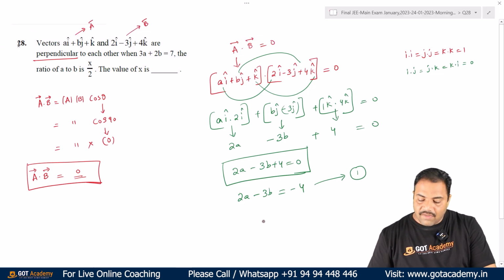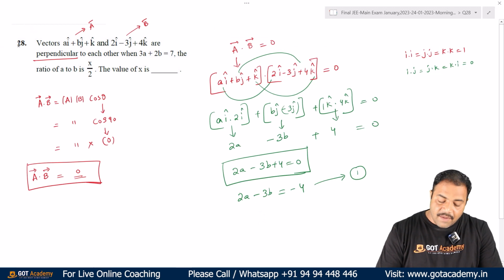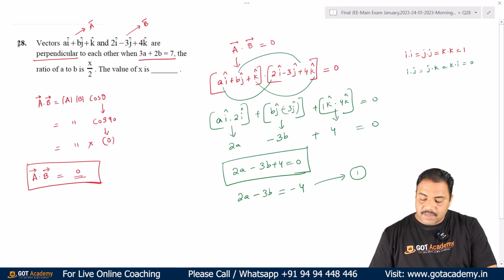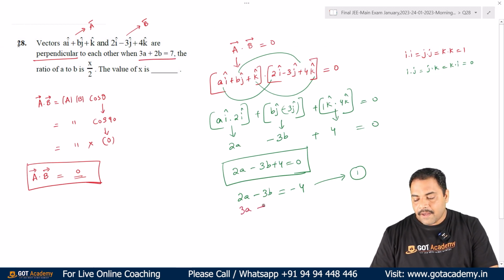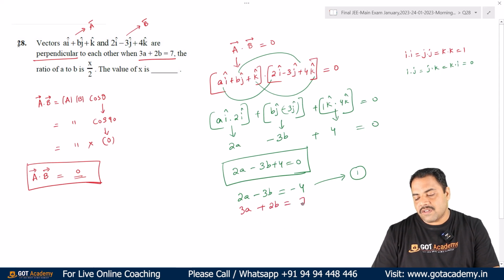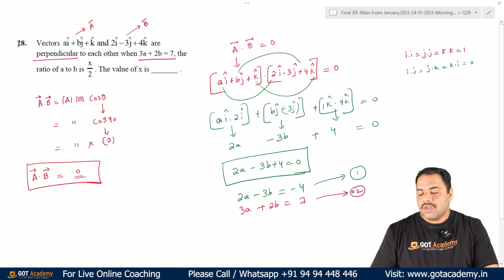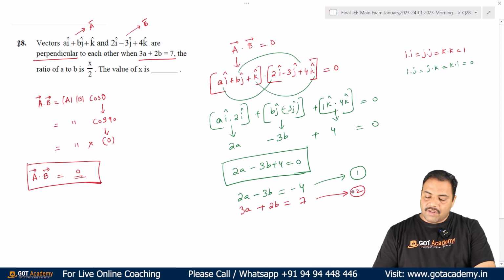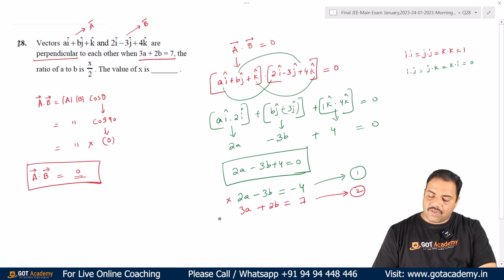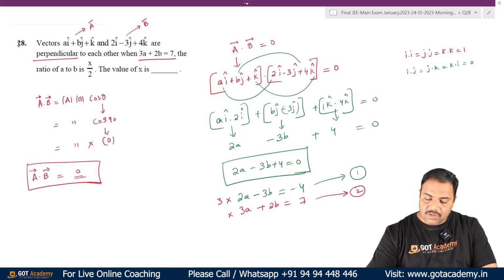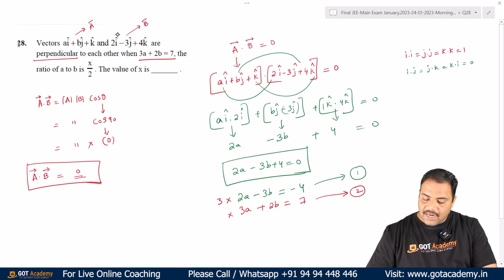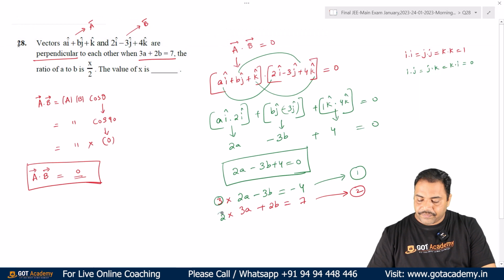Now let us go for the second one. As per the given question, 3a plus 2b equals 7. This is equation number 2. Now it's up to us to solve these two equations. So what I have to do is multiply the first equation by 3 and the second equation by 2, so that at least one variable can be made common.